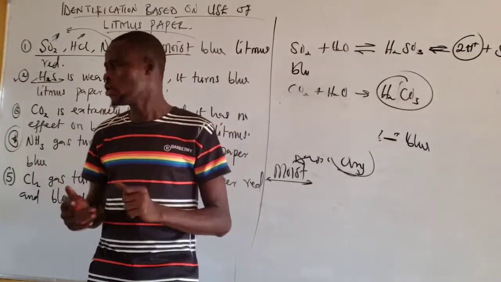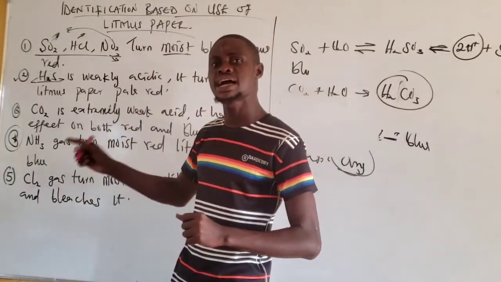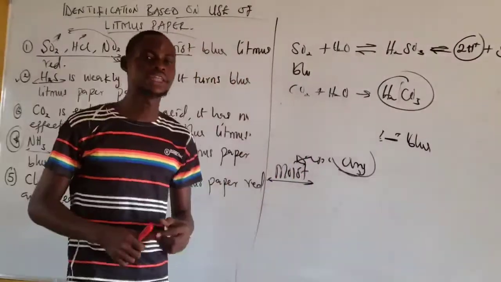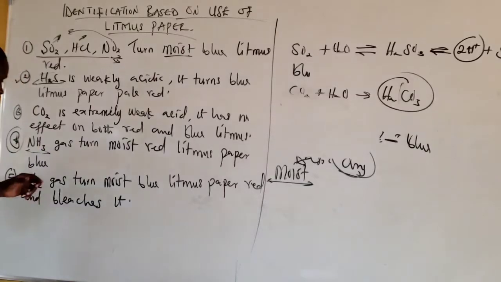Now, so far it is alkaline, automatically this gas is going to convert red litmus paper into blue. The next gas that we have is chlorine gas.